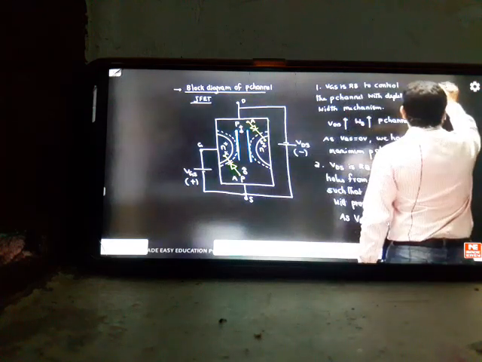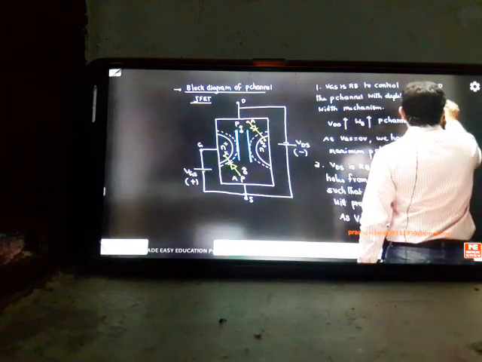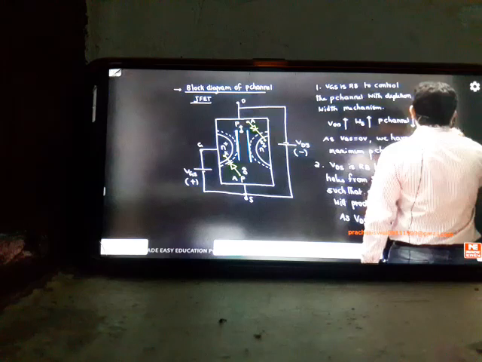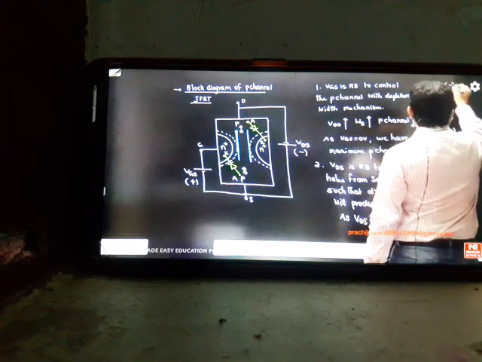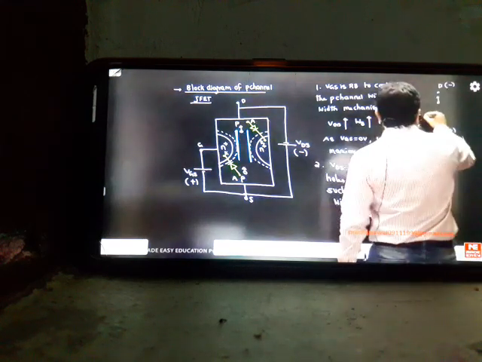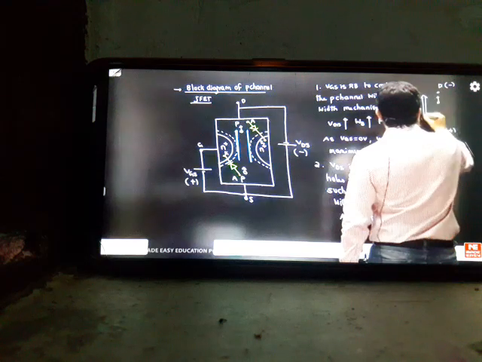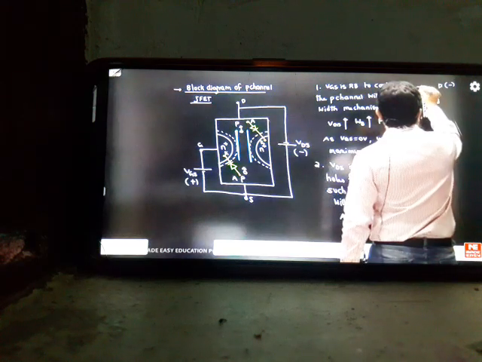Here drain is there, here source. The holes are moving from source to drain. So this will be connected to positive is better. This is connected to negative is better because holes will repel with positive. And the current flow direction, you can see the current flow direction will be like this. This is your ID current in this device.